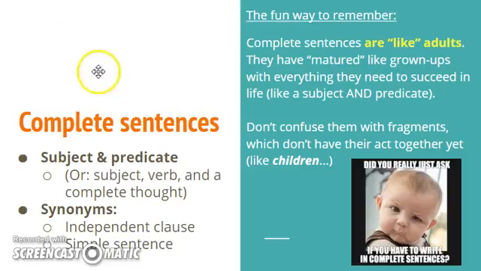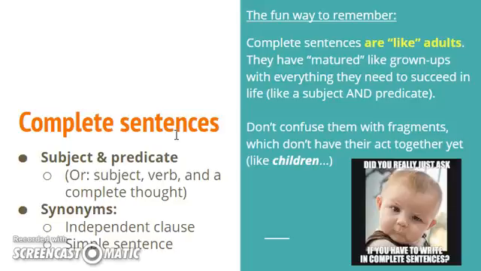First, let's review what a complete sentence even is. You know a sentence is complete if it has both a subject and a predicate. Some people like to say the same thing by calling it a subject, a verb, and a complete thought. So whether you use a two-part checklist or a three-part checklist, either way is fine. They both mean the same thing. Some synonyms would be an independent clause or a simple sentence. Independent clause, simple sentence, and complete sentence all mean the same thing. It's just one lone sentence that can stand by itself.